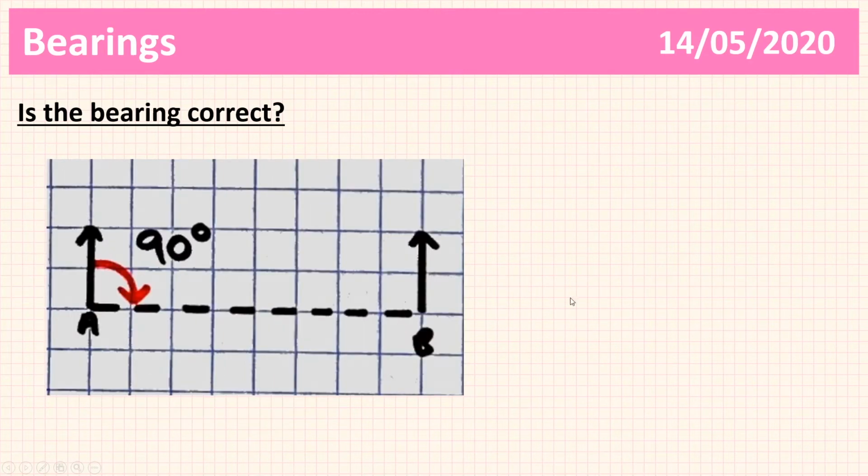What about this one? Correct or incorrect? Well, let's have a look at what we've got. We've got our north line drawn in. We're measuring clockwise, but our angle is incorrect. It needs to be 090 so that we get our bearing correct. Remember, bearings have to have a hundred, a ten, and a unit.